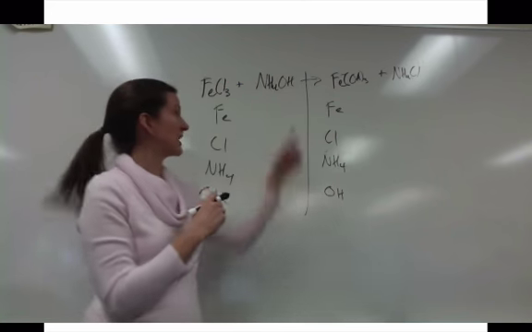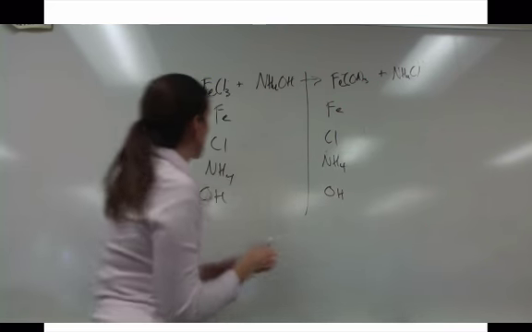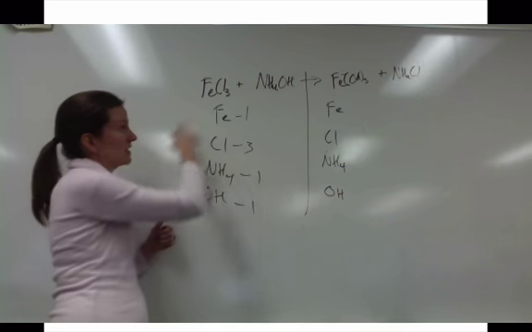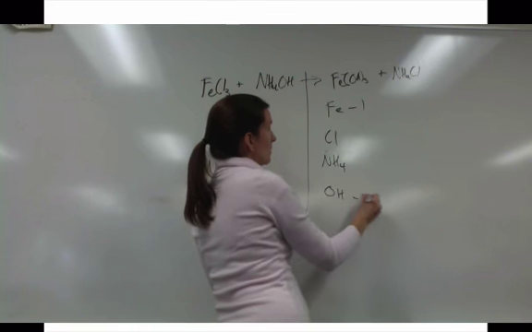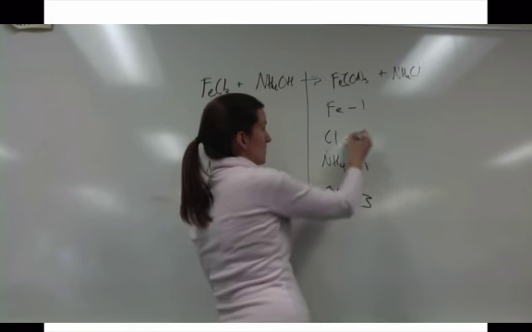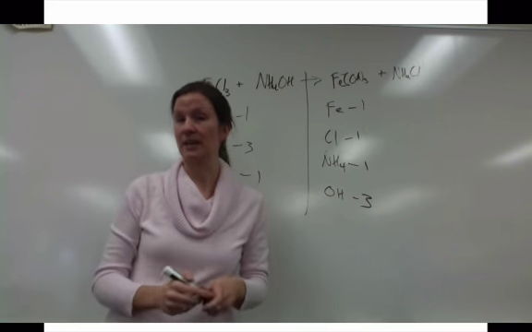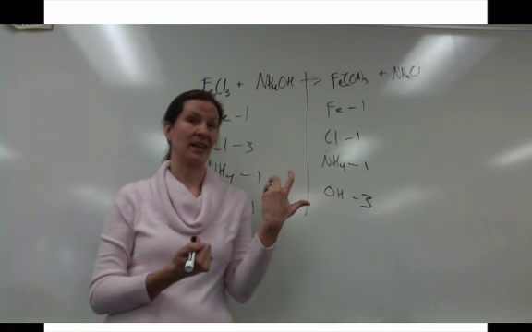Same with hydroxide. It shows up in the reactants and the products, so it can be counted as 1 single thing. So 1 iron, 3 chlorines, 1 ammonium, 1 hydroxide, counting their subscripts. 1 iron, 3 hydroxides, 1 ammonium, 1 chlorine. So now if you look at this and you try to choose your most complicated chemical formula to start with, they all are pretty complicated.